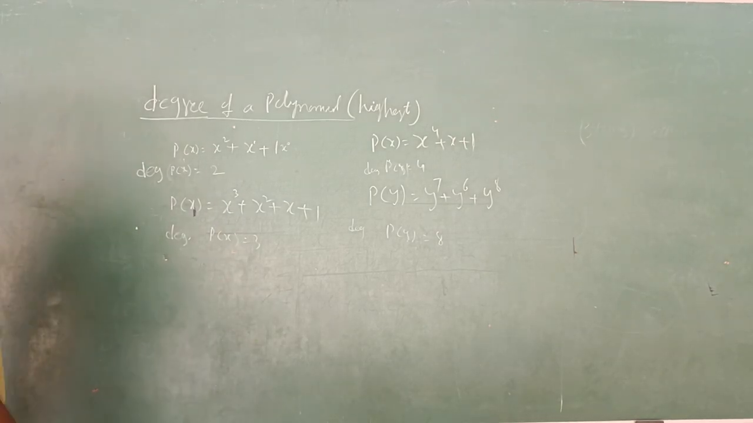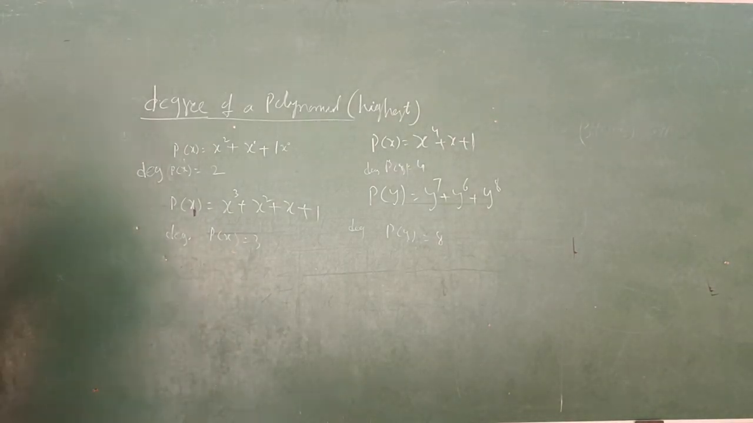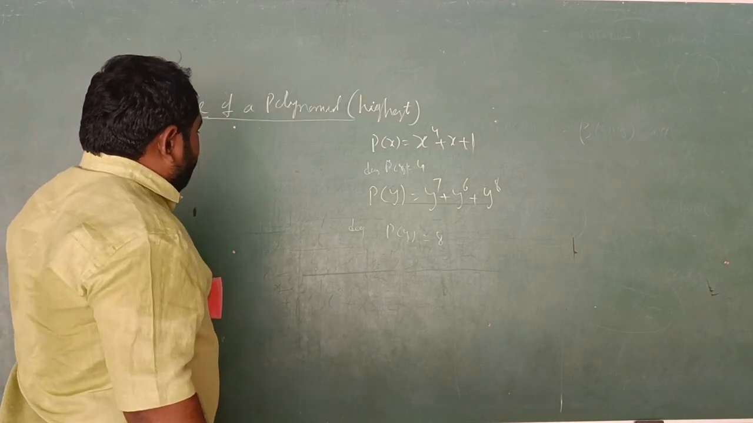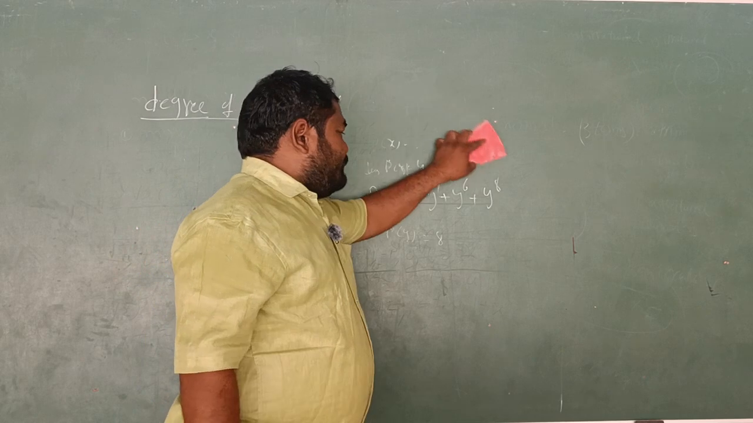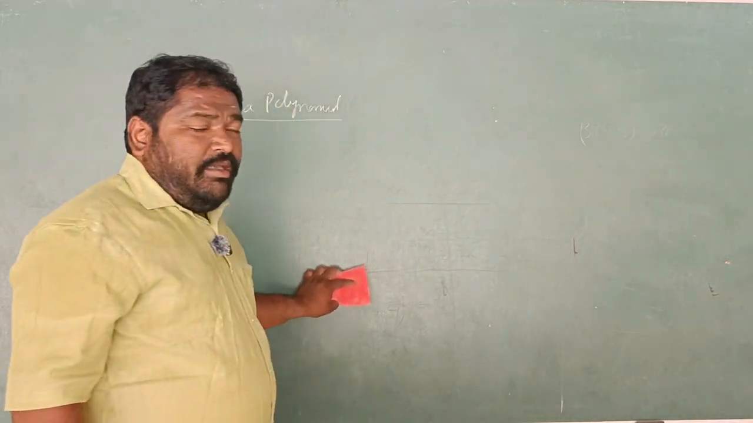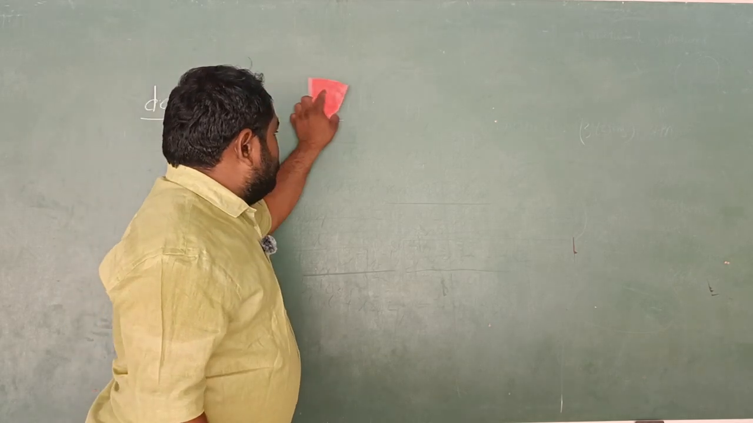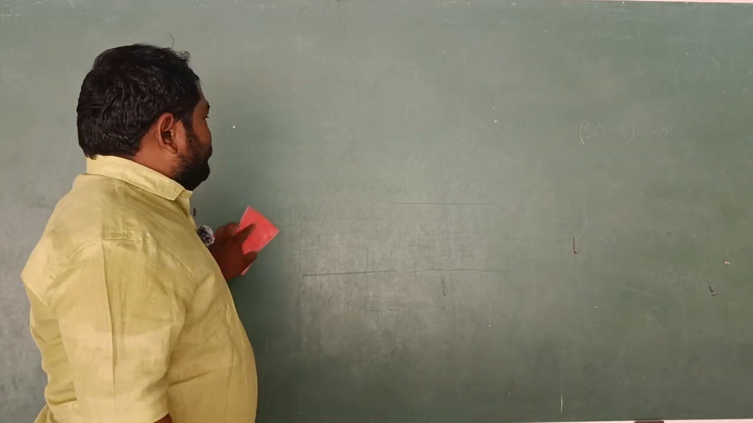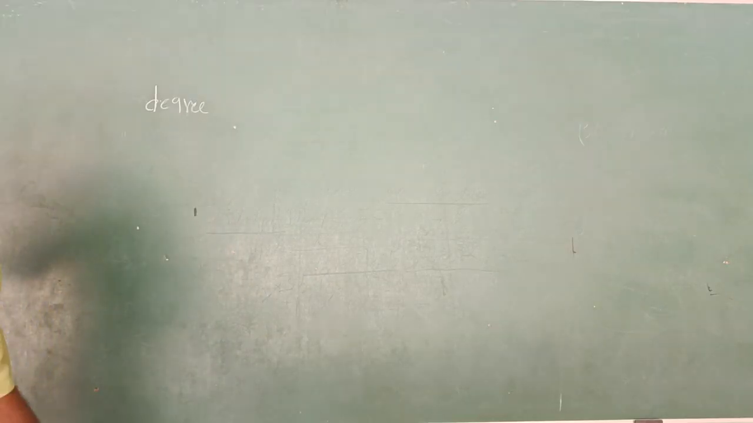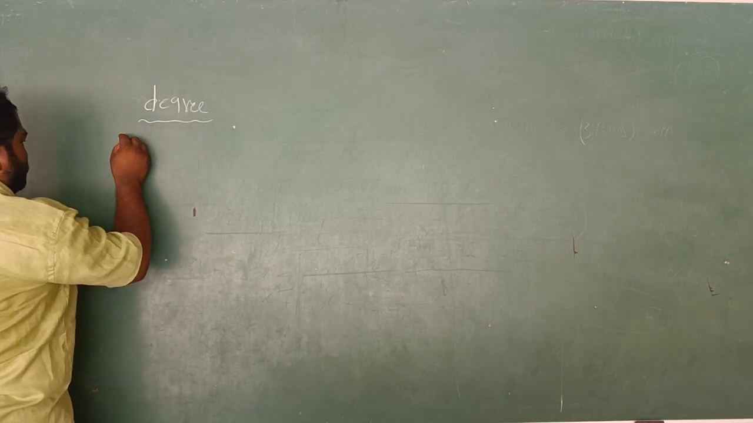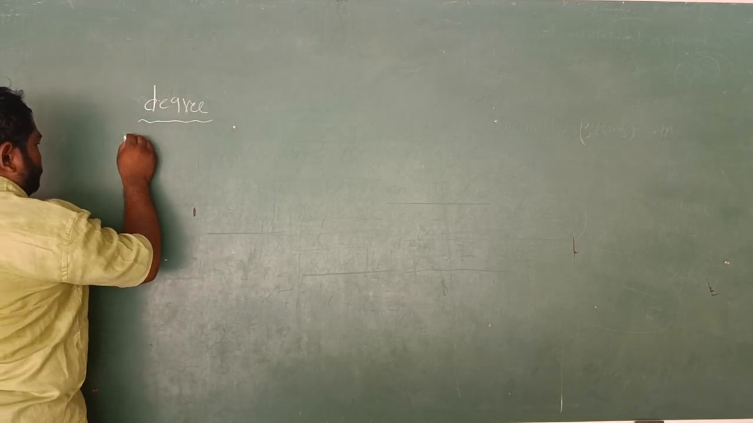Shall we move to another topic? Based on degree, polynomials are classified into several types. I am going to draw a table here. Please note it down and kindly understand. These are only the introduction part of polynomials.